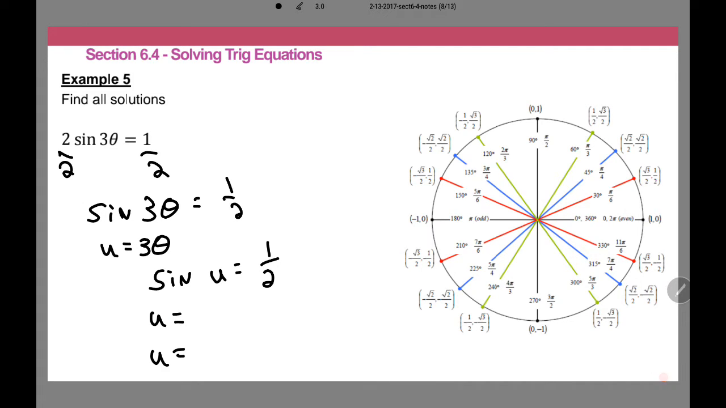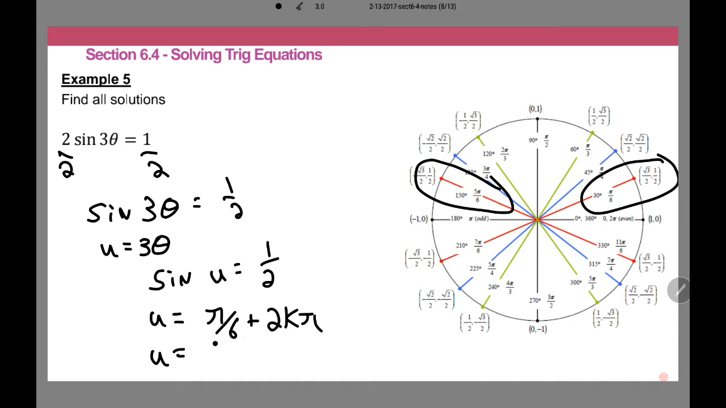So I've got 2 values of u on this unit circle where the sine is equal to 1/2. I've got pi over 6, and since it says all solutions, I need my 2k pi again, and I've got 5 pi over 6 that I'm adding my 2k pi onto. Now, I'm not all the way finished because I have to replace this u with 3 theta. So I'm going to replace 3 theta for that u, and then now I just have to divide everything on the right hand side by 3 to find theta.